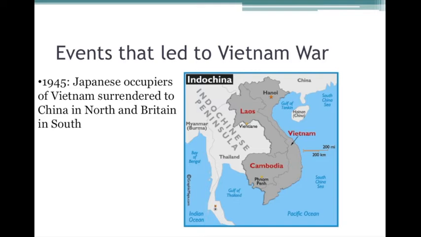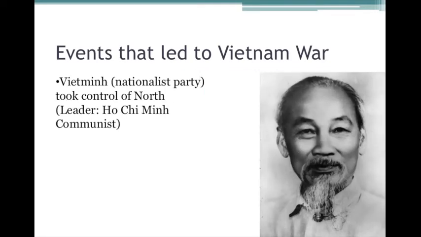In 1945, the Japanese, who had occupied Vietnam, surrendered to China in the north, and Britain in the south. A man by the name of Ho Chi Minh took control of northern Vietnam. He was a member of the Nationalist Party, referred to as the Viet Minh, and he was also communist. He wanted Vietnam to become communist.